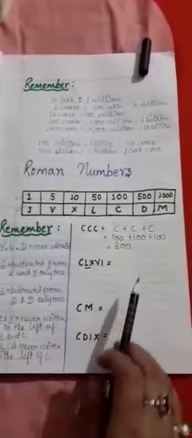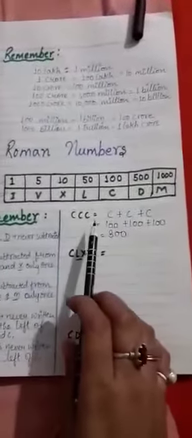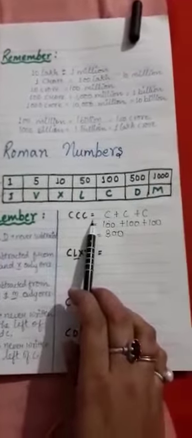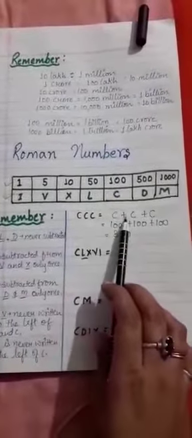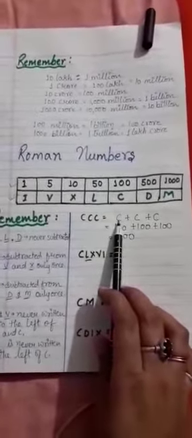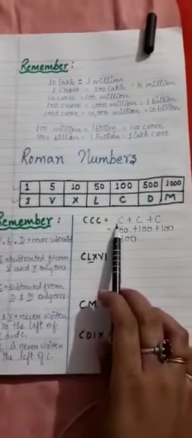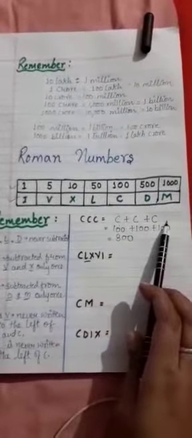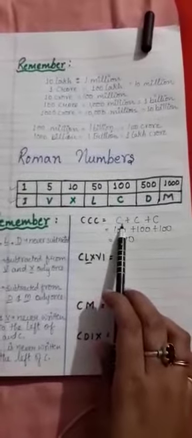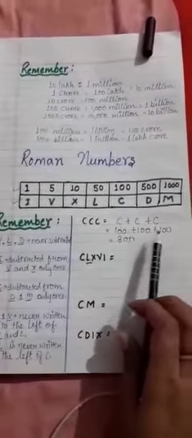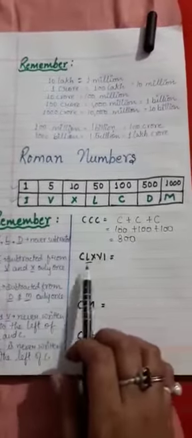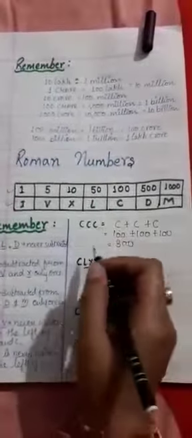Okay, now see the questions. Here are some of the questions. You can see triple C is given. I have already told you the expanded form in the last class. Just do its expanded form like C plus C plus C. You already know C stands for 100, so you will write 100 plus 100 plus 100, that means 300.